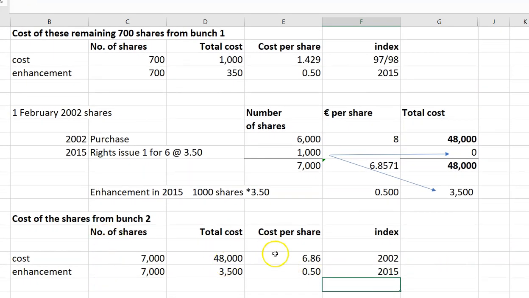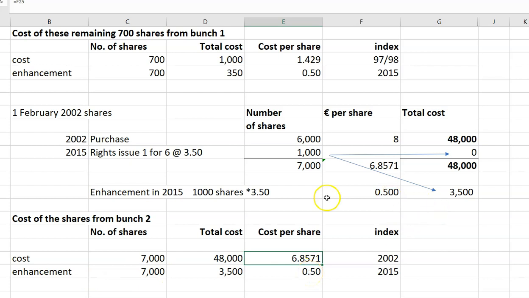Then if we look at that on a per share basis, that's now the cost of the shares after those transactions: the total cost divided by the total number of shares. It does help to keep lots of decimals, and when you're doing shares, the decimals do make a difference because you're going to be multiplying by thousands of shares. So it's good to go to a number of decimal places. And there's the enhancement at 50 cents.